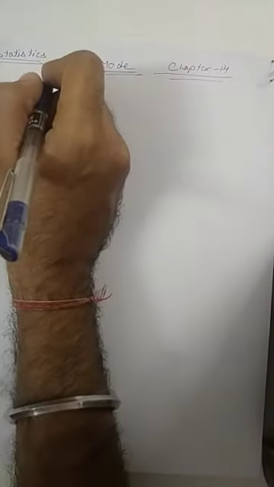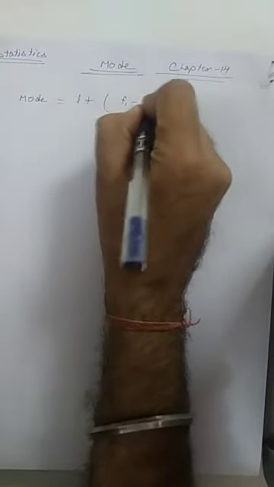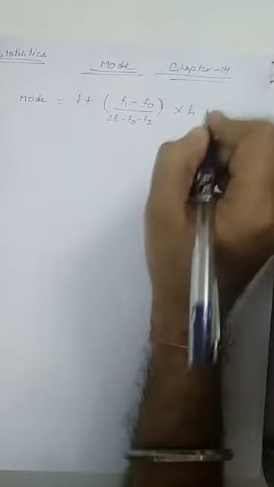First we will write the formula of mode. The formula of mode is: mode is equal to L plus (F1 minus F0) upon (2F1 minus F0 minus F2), into H.